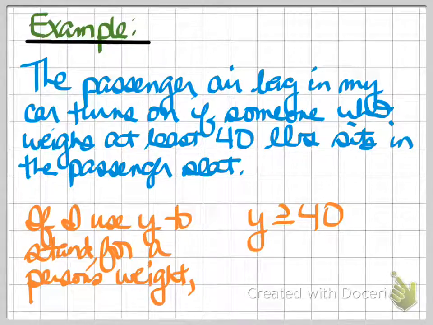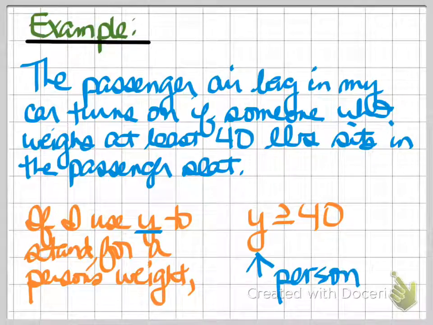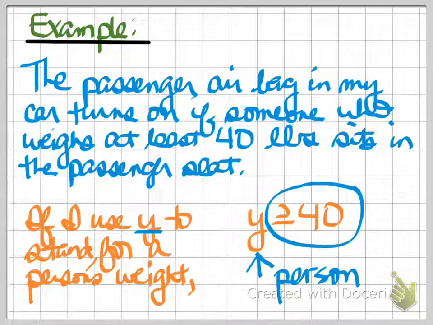Here's an example. The passenger airbag in my car turns on if someone who weighs at least 40 pounds sits in the passenger seat. If I wanted to express this as an inequality, and if I chose to use y as the variable to represent the passenger or the person, that inequality would be represented as y is greater than or equal to 40. This means the person, and I'm just using y as my variable to show this as an example, is greater than or equal to 40. This means that the airbag in my car turns on at 40 pounds or more.